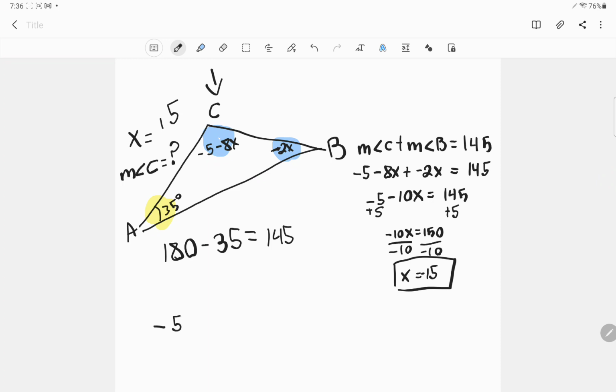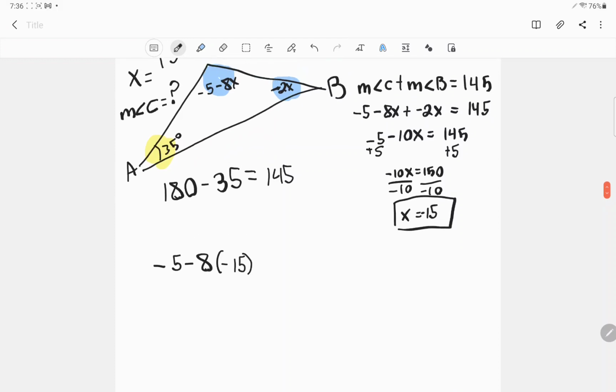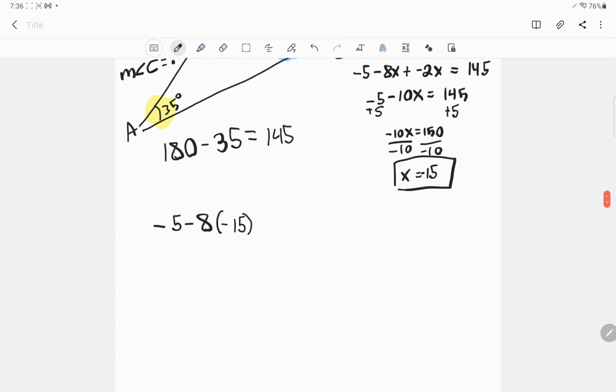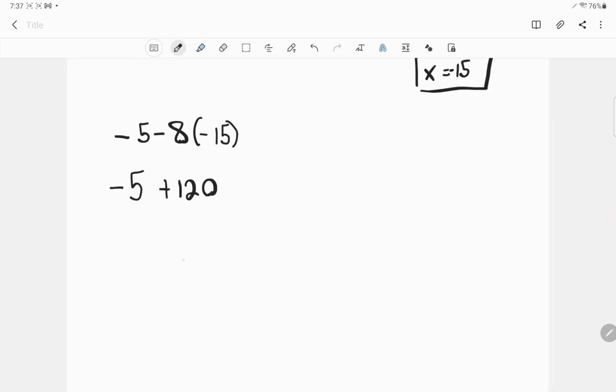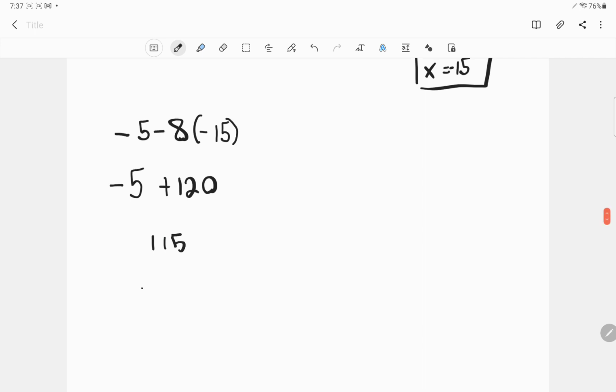minus 8 times negative 15. I'm going to multiply first. I'm going to do negative 15 times negative 8. It's going to give me a positive 120. Now I have negative 5 on this side. So 120 minus 5 is going to be 115. So in other words, the measure of angle C is going to equal 115.